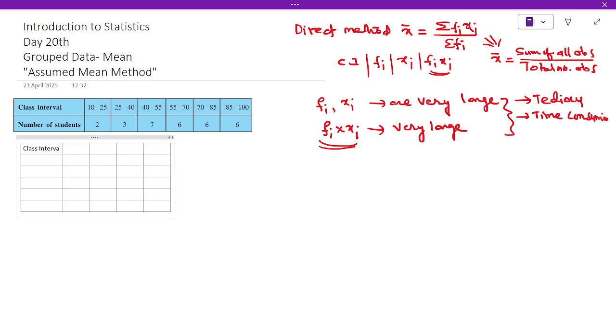Class intervals, and then the second column will remain the same, the number of students, right? So we know the number of students is denoted with fi. Okay. Then we have the other, that is class mark.